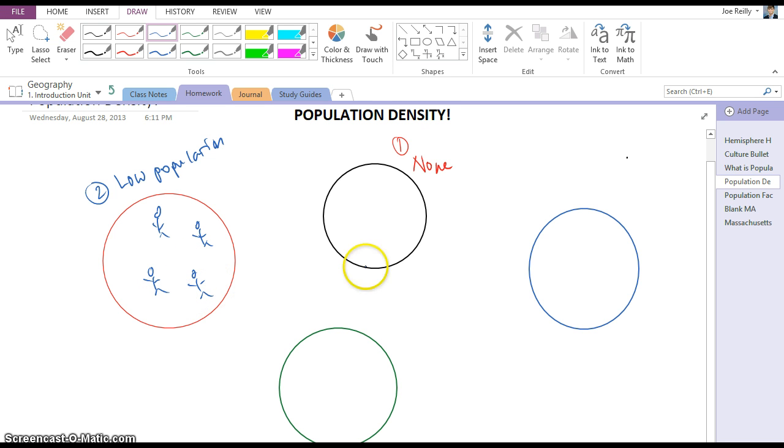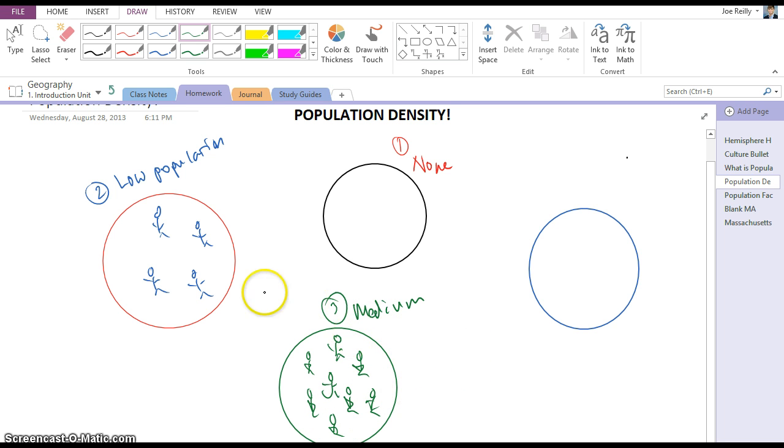Okay. Our third country, they're going to have a medium population. So, as you can see, not only is this country smaller than country 2, but it has more people living in it. So this country has a higher population density than country number 2.